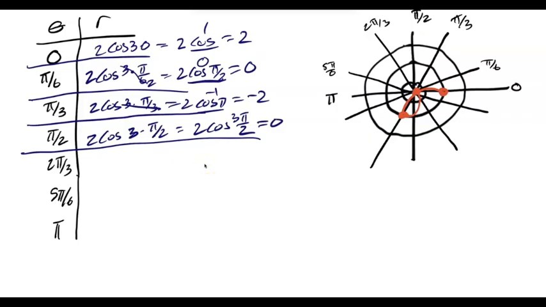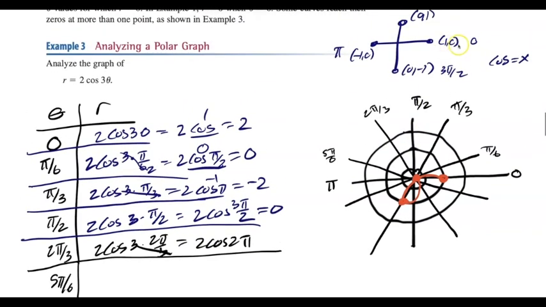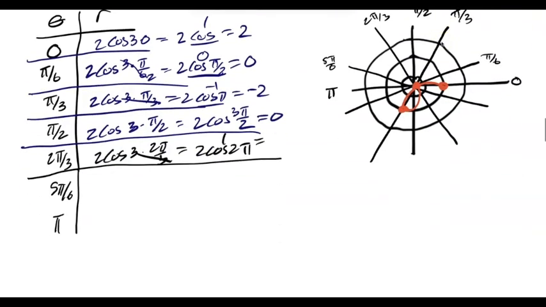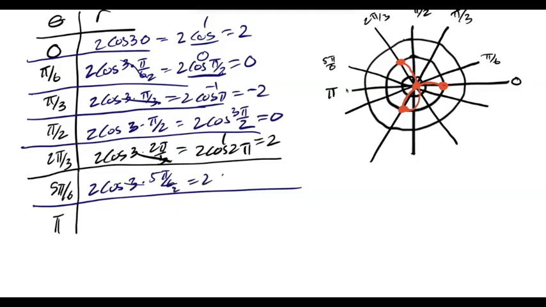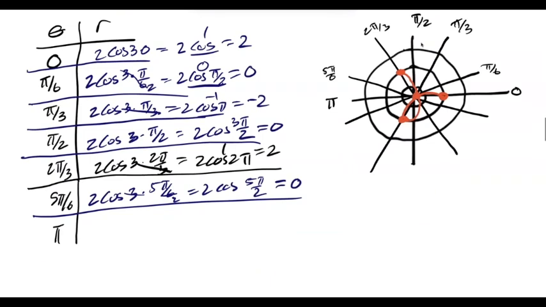Next one, 2 pi over 3. 2 times cosine of 3 times 2 pi over 3. Those cancel out. We just get 2 cosine of 2 pi. Cosine of 2 pi is the same thing as cosine of 0, which is 1. So it's just 2. Again, watch how we write this. At 2 pi over 3, which is this line here, we're going to go up to 2 here, like that. Okay. So my graph, if it keeps on going, it's going to this now. Next one's 5 pi over 6. So 2 times cosine of 3 times 5 pi over 6. Those reduce, and I get 2 times cosine of 5 pi over 2. So at 5 pi over 2, we go back down to 0 again.